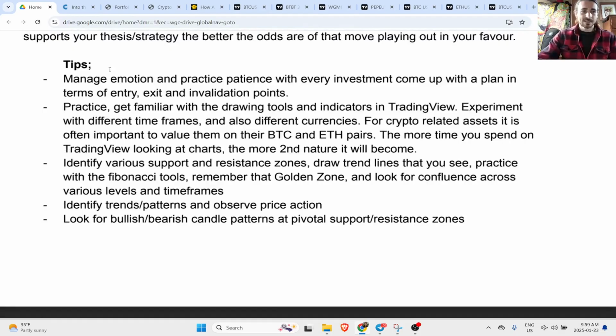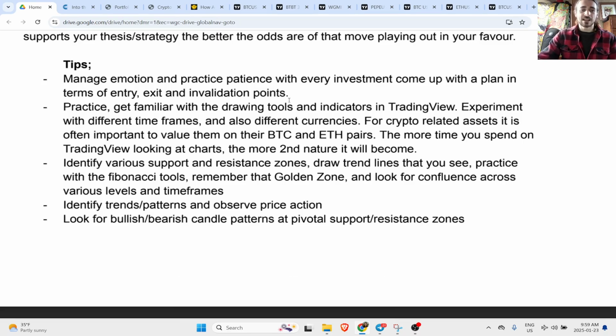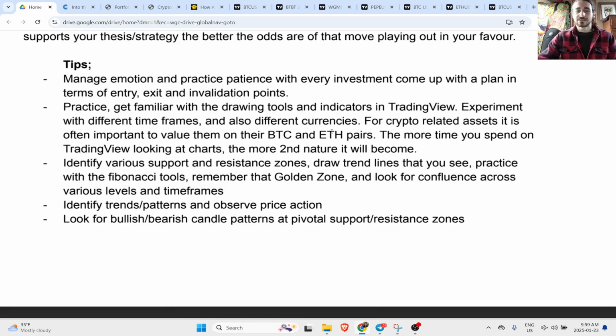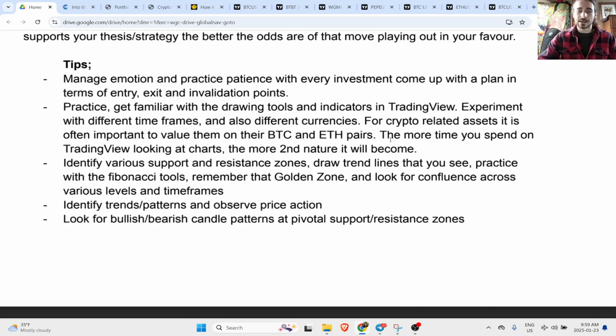Just a few tips. Manage your emotion, practice patience, come up with a plan and follow that plan. Take the emotion out of it. That's often what wrecks us as traders or investors in the long term. Practice. Get familiar with the drawing tools and indicators in TradingView. Experiment with the different time frames as well as different valuations of currencies, so you can look at assets based on different currencies. For crypto, I like to look at stuff based on its Bitcoin and Ethereum pair as well as its US dollar pair. It's just interesting, you can play around with that a little bit.